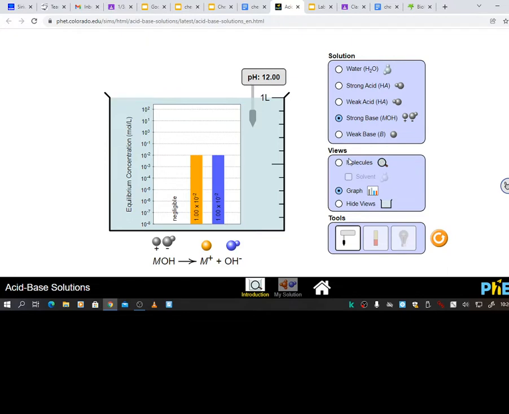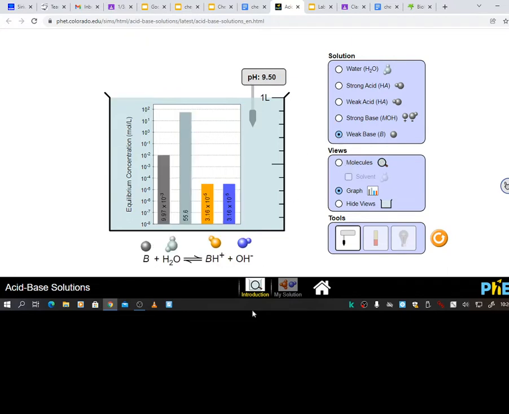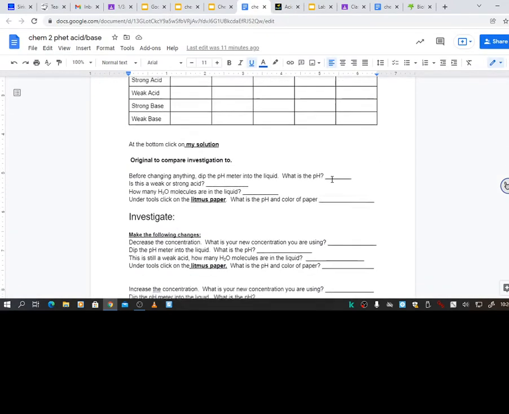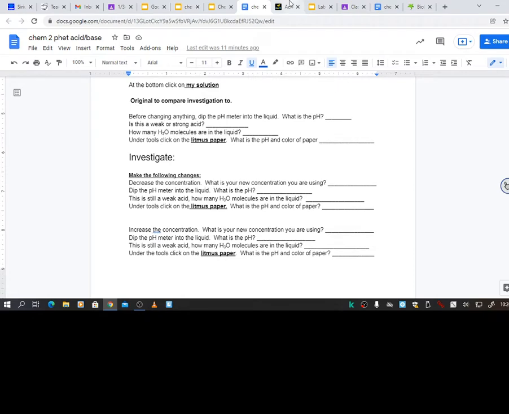All right, so once we get done with doing the weak base, the strong base, all of that, we're going to go to my solution. Now, this right here is what I am comparing everything from. So I'm looking in my, let's go back to this worksheet here. This is what I'm comparing everything to. My pH is 4.5. Dip the pH meter in the liquid. What is the pH? Did that.